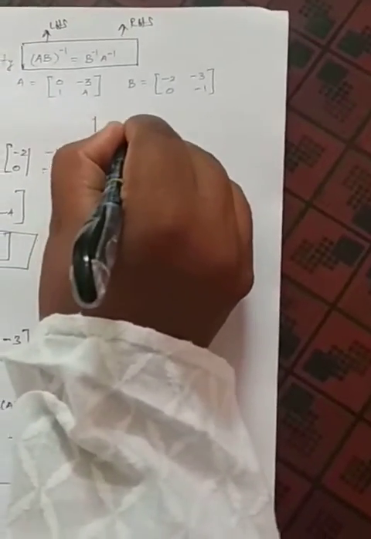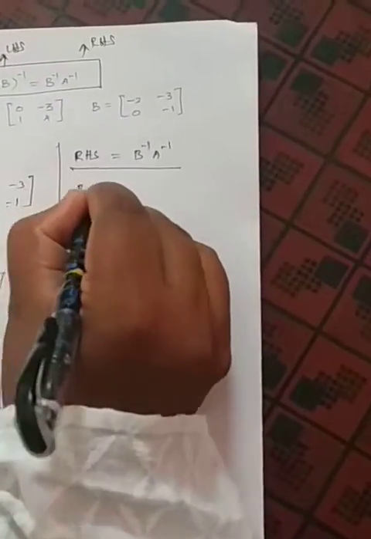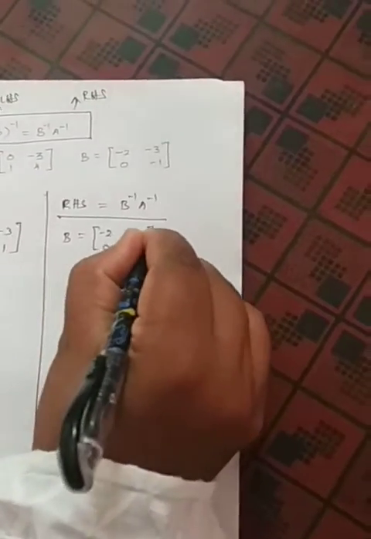Okay, simultaneously we will do RHS. What the RHS means? We need to calculate B inverse and then A inverse we need to find. So first we will find B inverse. So B matrix is this one, that is minus 2, minus 3, 0, minus 1.